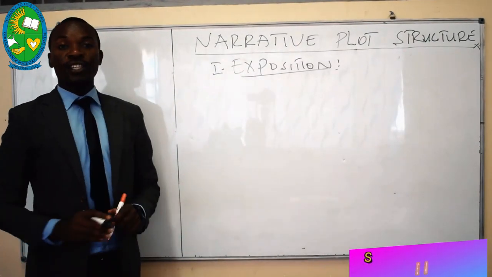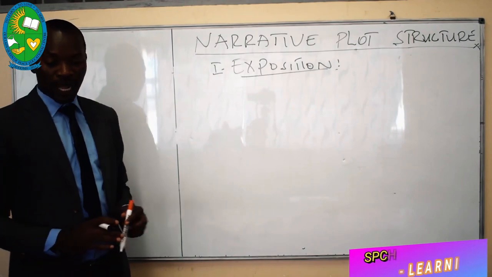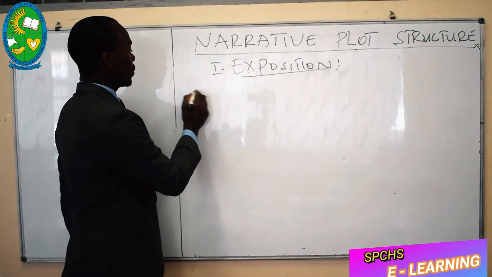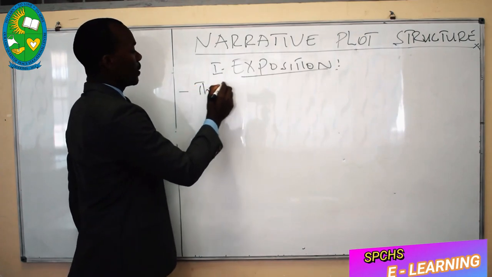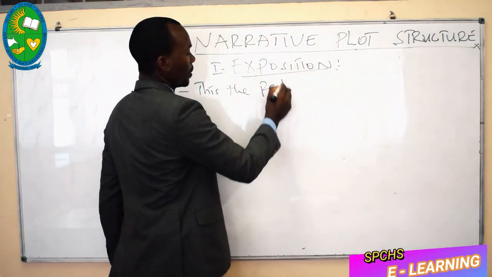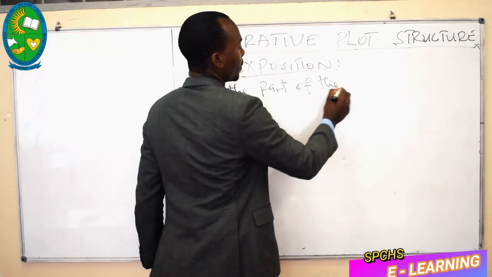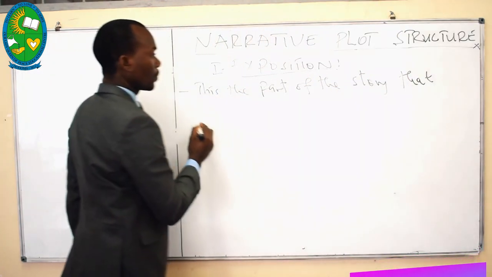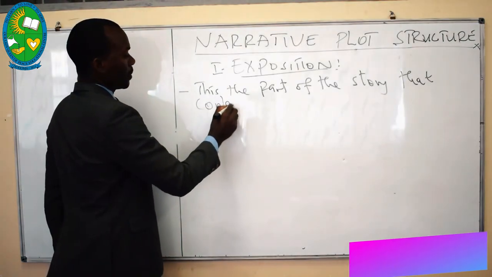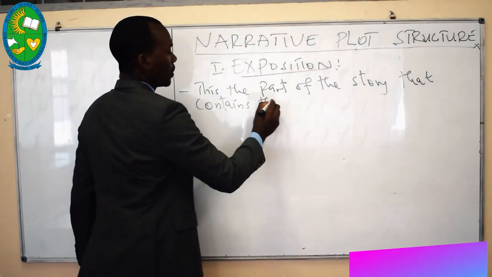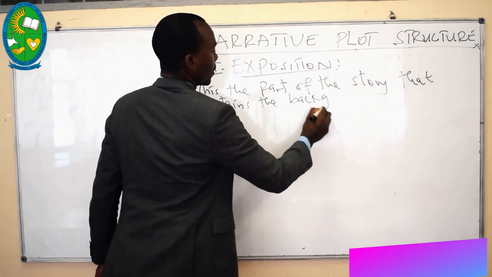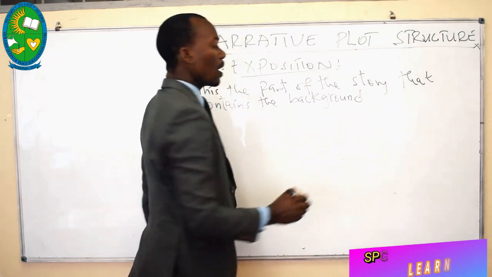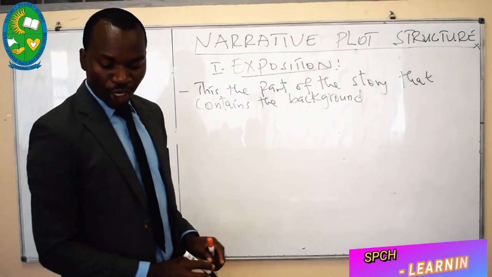The first part is what we call exposition. Exposition is the part of the story that contains the background. This is the part of the story that contains the background knowledge that you need.